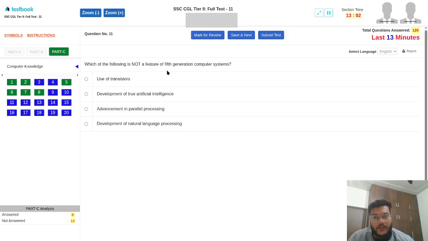Which of the following is not a feature of 5th generation use of transistors? Which of the following is not a type of bus in computer application? Data bus, address bus, control bus, memory bus. Select the appropriate feature to apply motion effects between changes. Transition.